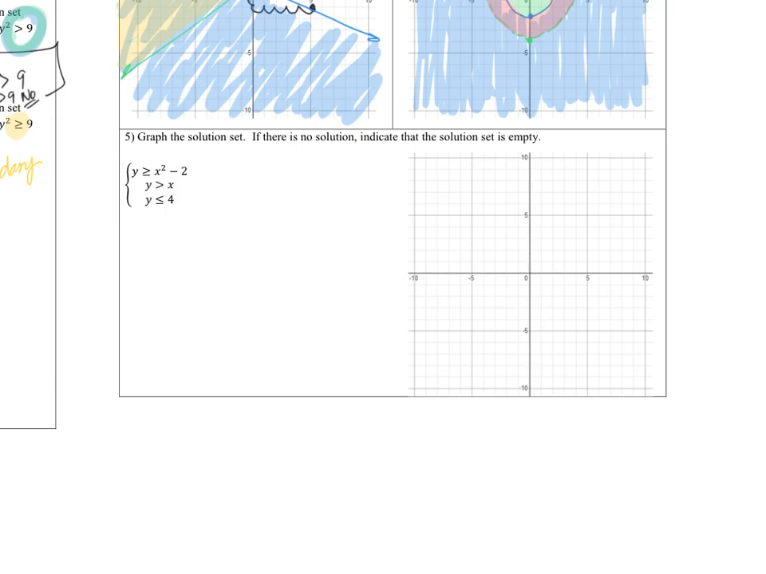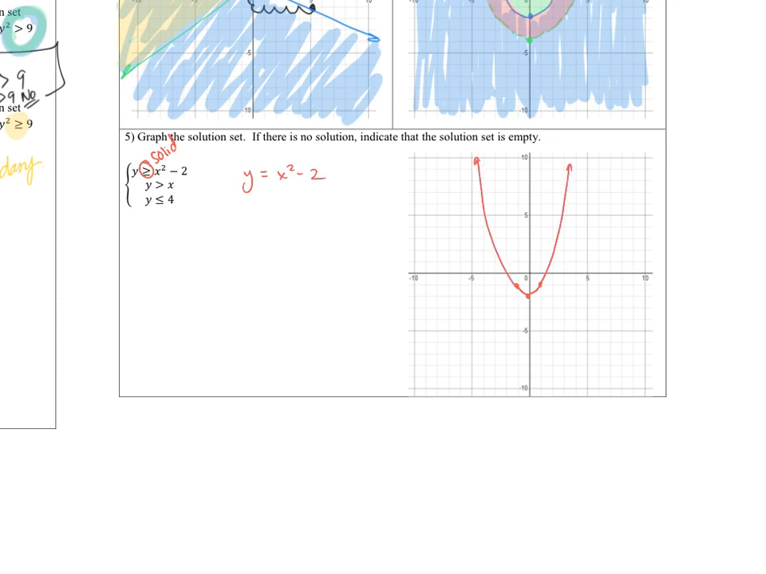All right, and this last one, number 5, this is again a system. So we need to satisfy all of the inequalities. In this case, we have 3 inequalities. So the first boundary is y equals x squared minus 2. That's a parabola shifted down 2 spaces. No stretching or shrinking. I know it's going to be a solid line. So I'm going to draw that.